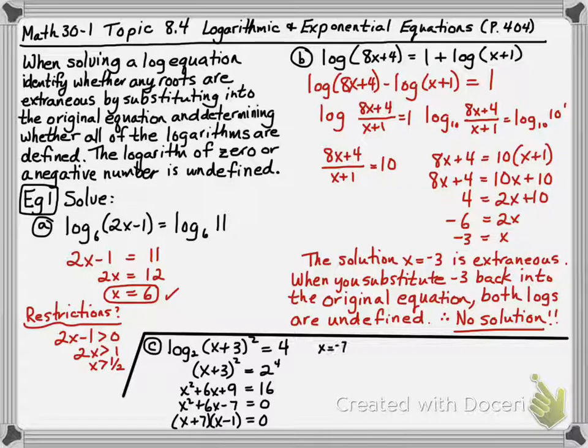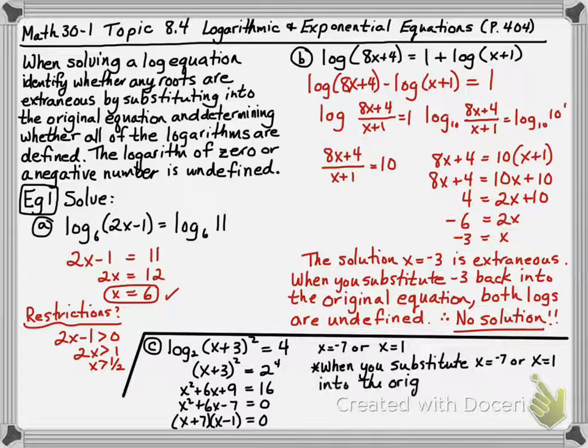So when x is equal to negative 7 or x is equal to 1, when you substitute negative 7 or x is equal to 1 into the original equation, log of (x plus 3) squared is defined. And so when you look at it, the only value is when x cannot equal negative 3.